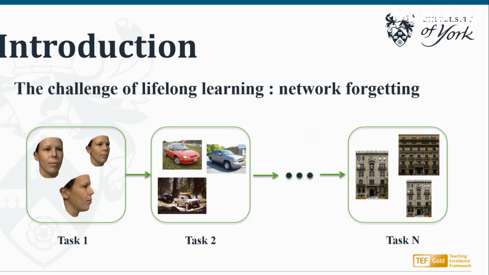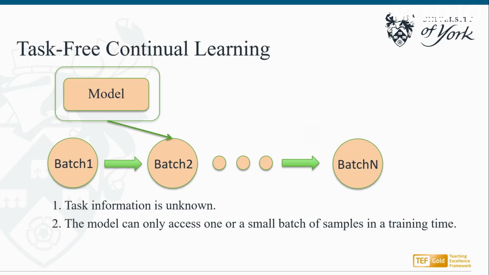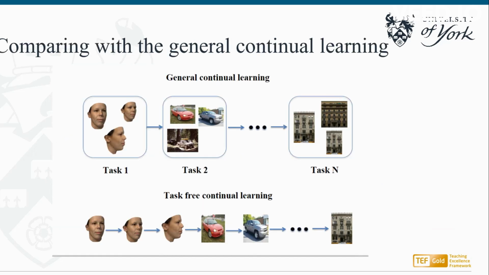However, the main problem for continual learning is network forgetting, which can significantly decrease the model performance when learning a new task. Most existing models are only focused on general continual learning, where the task information is always given during the training. In this study, we address a challenging task called task-free continual learning, which assumes that the model cannot access any task information during the training. The main difference is that task-free continual learning enables the model to be trained on streaming data without receiving any task labels.